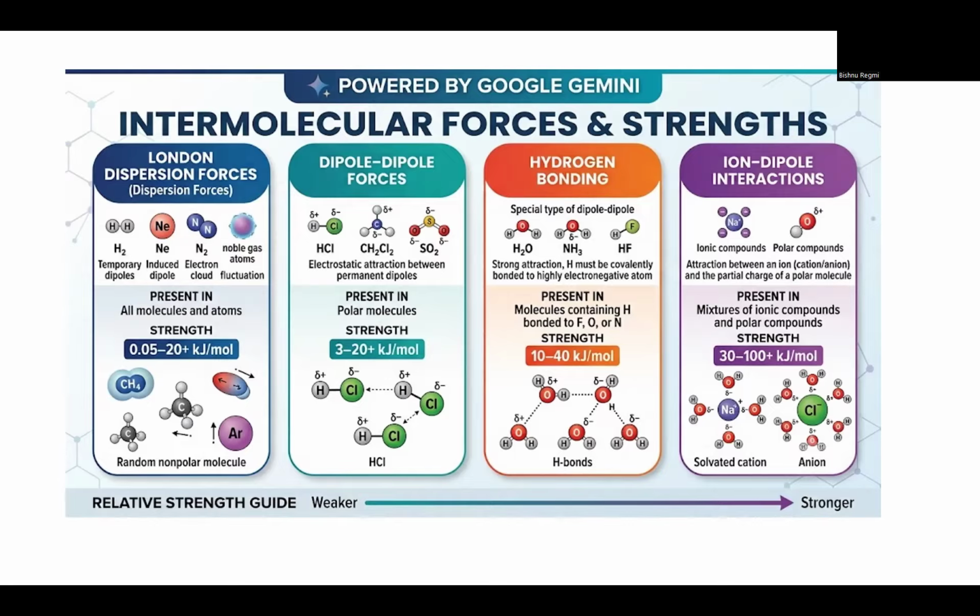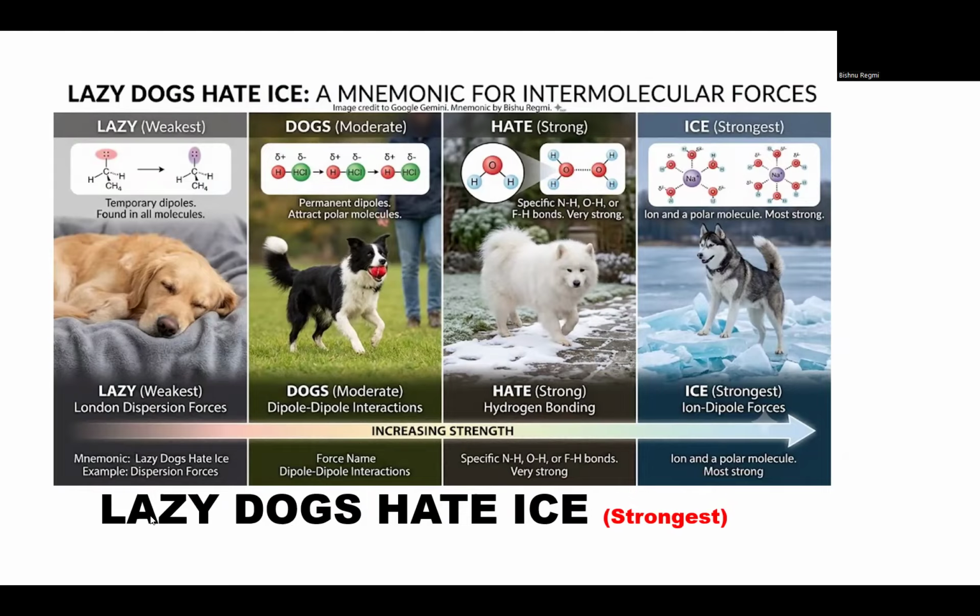So if you want to arrange the bonds in the increasing order of strength, then you need to know this sentence: Lazy dogs hate eyes. Here lazy is London force, dogs is dipole-dipole interactions, hate is hydrogen bonding, and eyes is ion-dipole interactions. And one more thing I need to emphasize here is that when you are comparing the strength of these forces, we are considering similar sizes of the molecules.